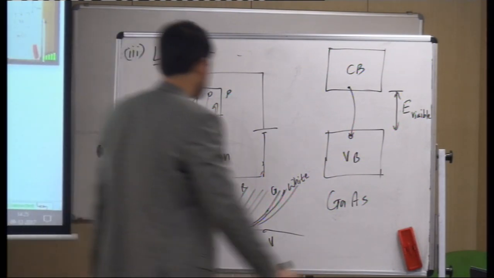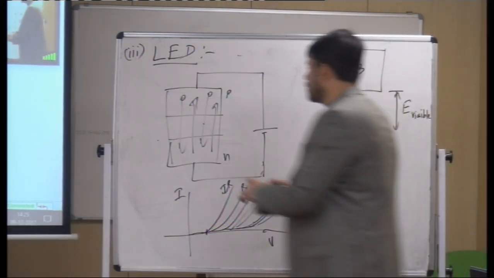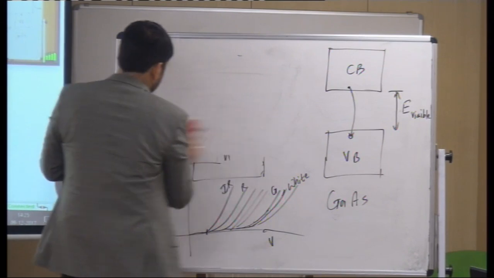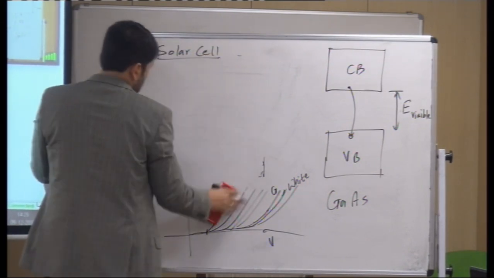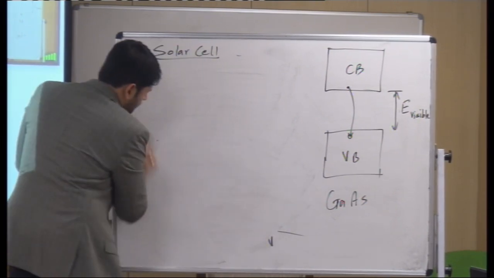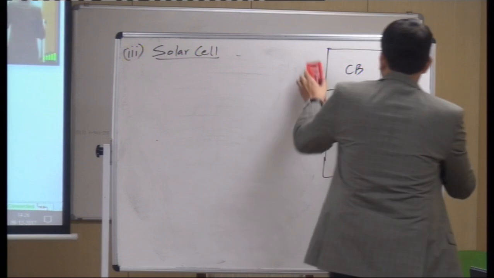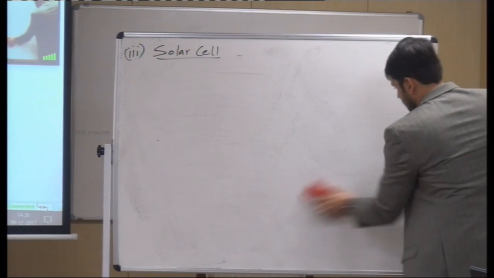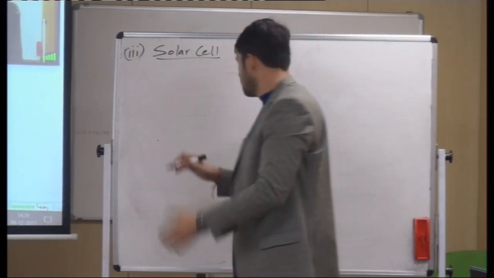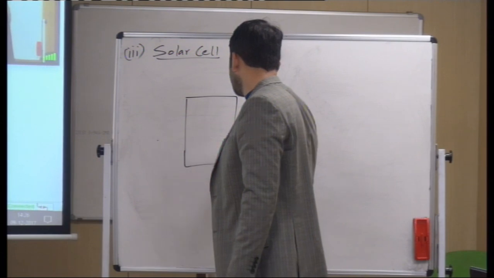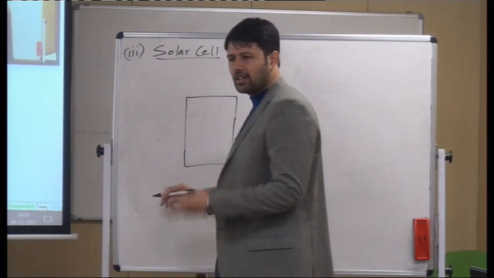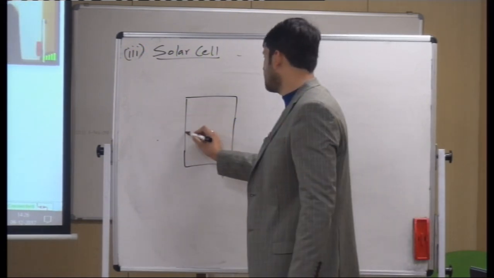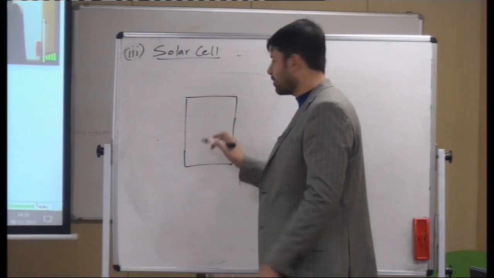Correct. Next device, the fourth one, the solar cell. Solar cell is a similar optical device. We studied optical devices, the photodiode and the LED, and this would be the third. Zener is not an optical device. These are the optical devices.